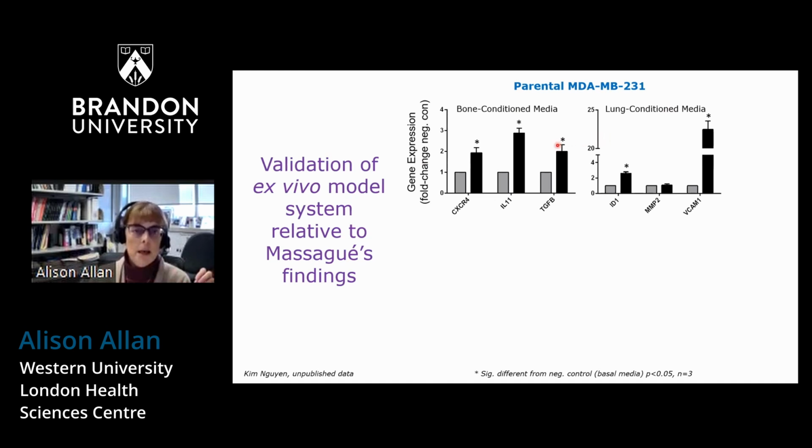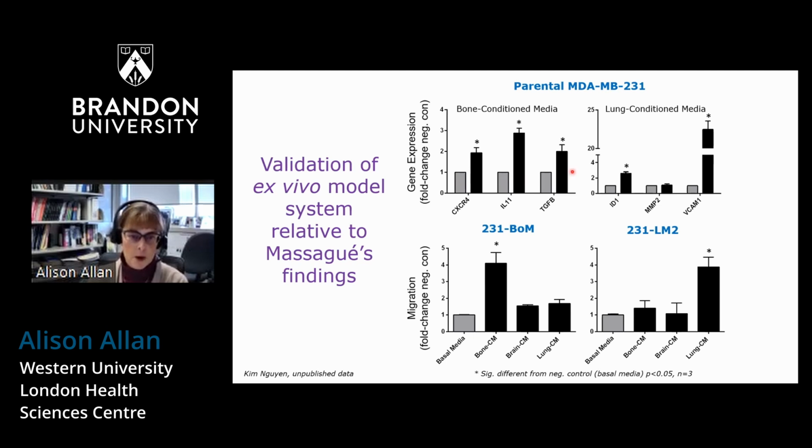We treated breast cancer cells with that, and we saw that they increased several of the genes within these defined organ-specific signatures that Massey identified. And then we flipped the experiment around, and we obtained the bone-seeking and lung-seeking cells from Massey's lab. He kindly shared them with us. And then we treated these cells with all of the different conditioned medias.